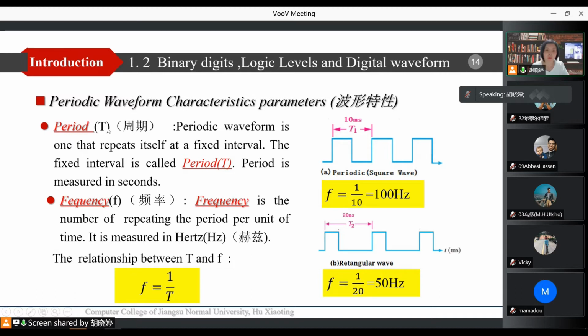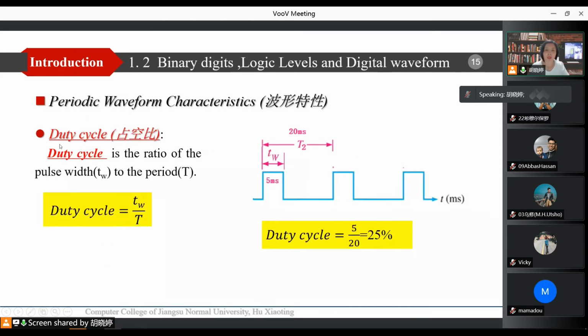The first one is period. The second is frequency. The third is duty cycle. You need to remember those concepts and how to compute those characteristic parameters. Okay. Last class I already assigned some assignments to practice this question.